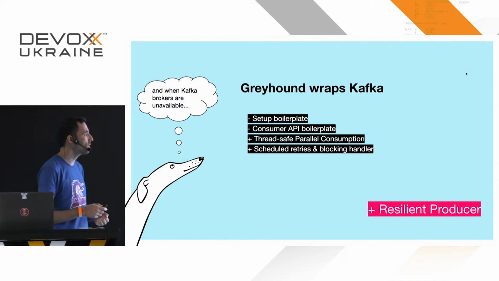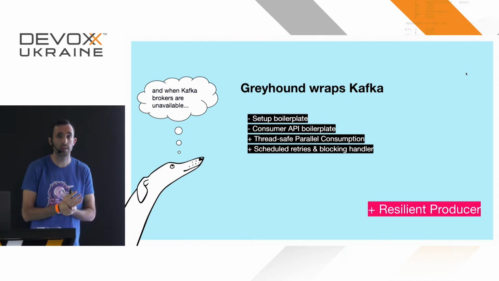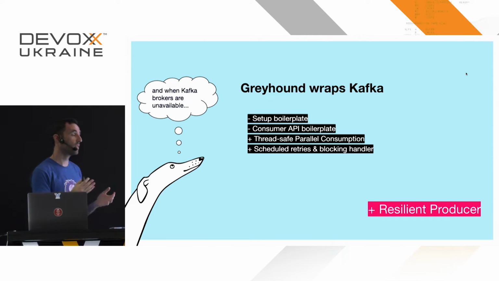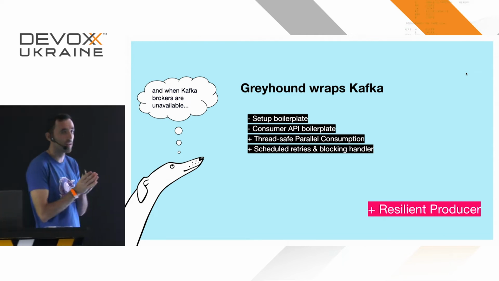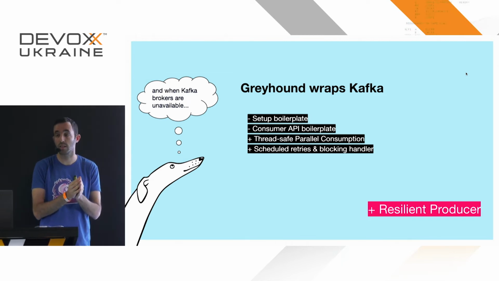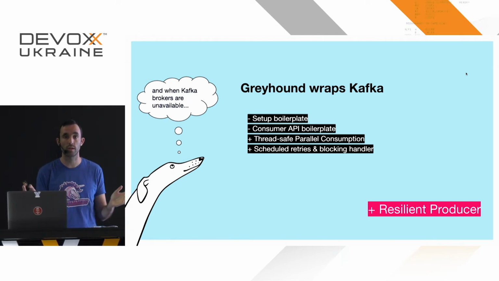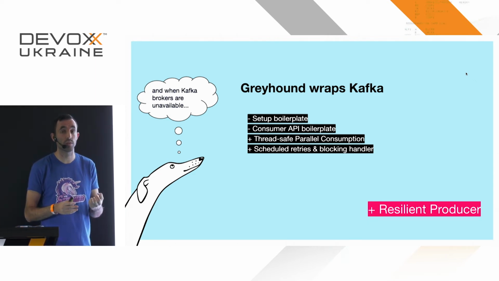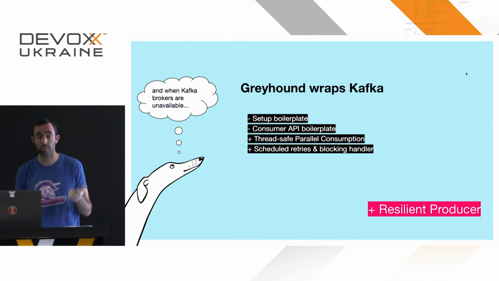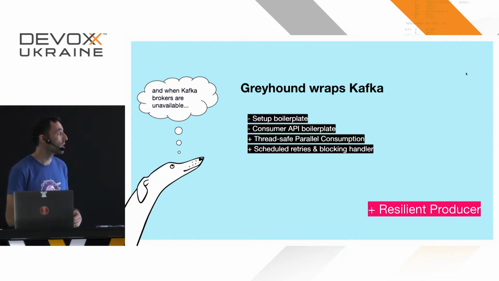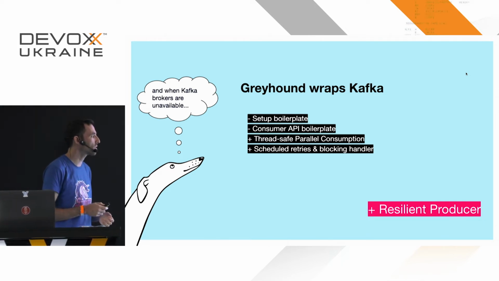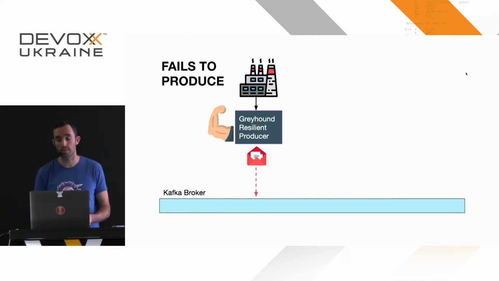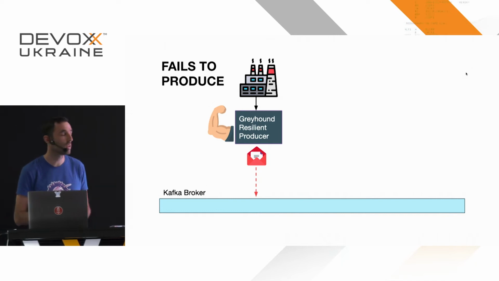Okay, another interesting feature that we have is the resilient producer. So even though once a message hits Kafka, it's persisted and it will never be lost, you still have times where the Kafka brokers are unavailable. It happens, and then you can't get your messages through. So for these kinds of scenarios, you can use the resilient producer.